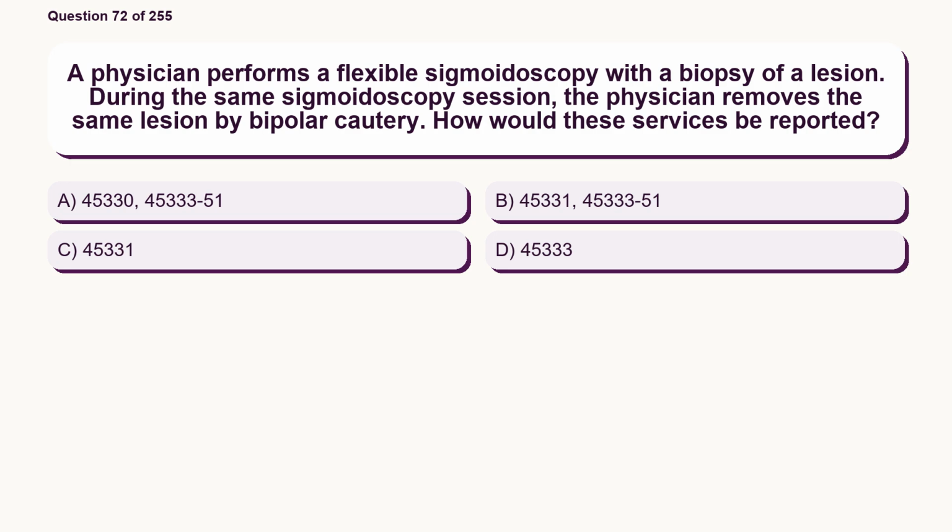Question 72. A physician performs a flexible sigmoidoscopy with a biopsy of a lesion. During the same sigmoidoscopy session, the physician removes the same lesion by bipolar cautery. How would these services be reported?